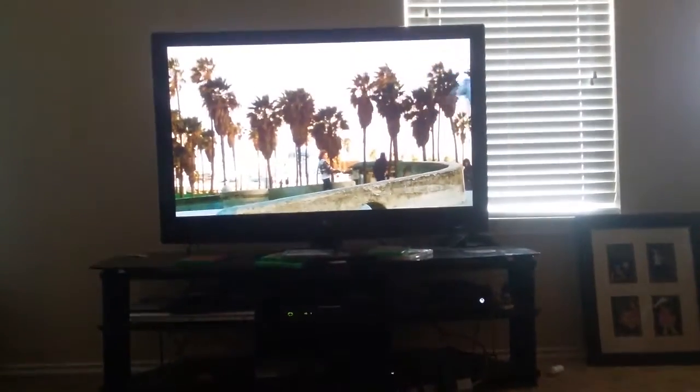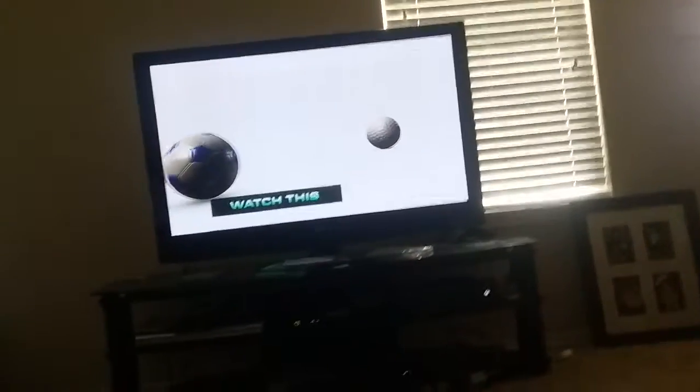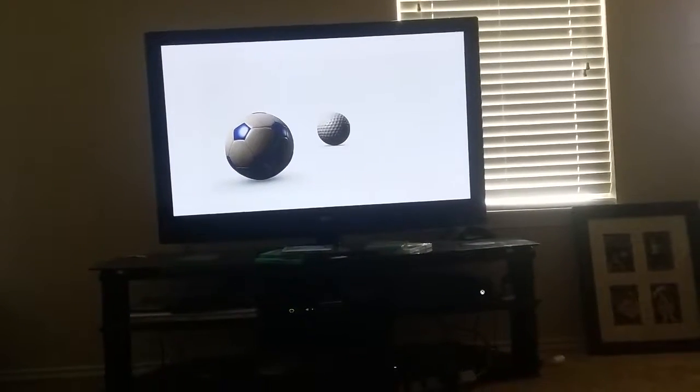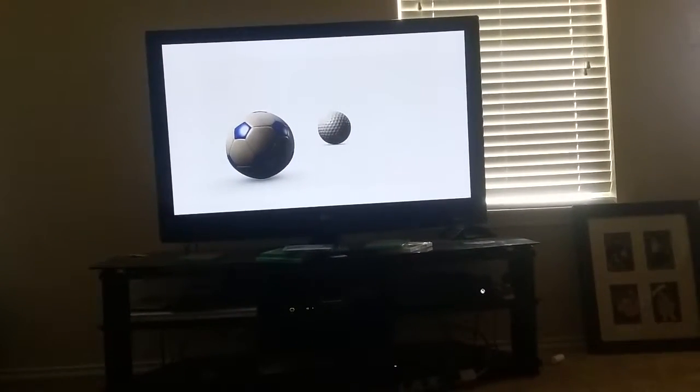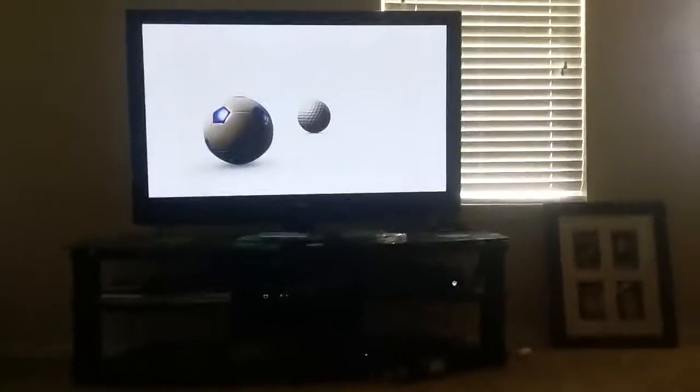So, if shadow and color are imperfect indicators of what's happening out there, what other tools does your brain have to figure out what's going on in the world? Let's take a look. Here's an easy question. Which of these two balls is larger? The soccer ball, right? Nope. The golf ball is actually much bigger.